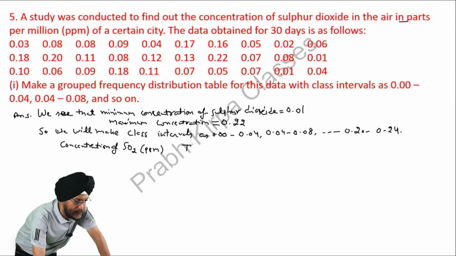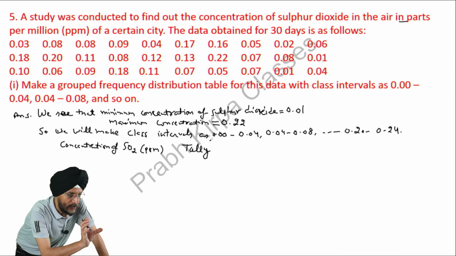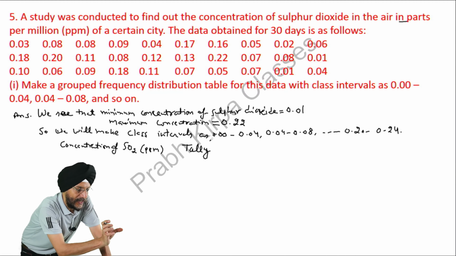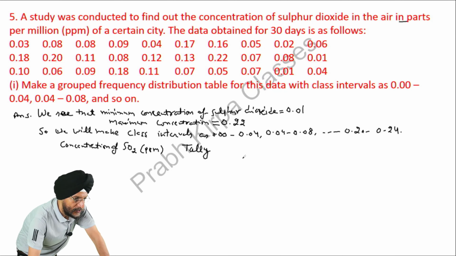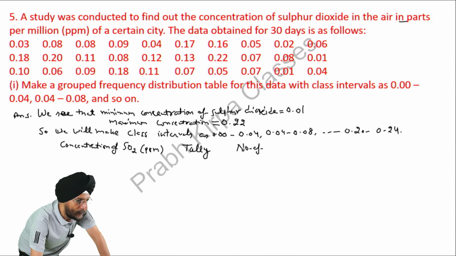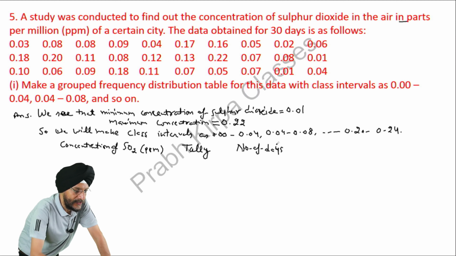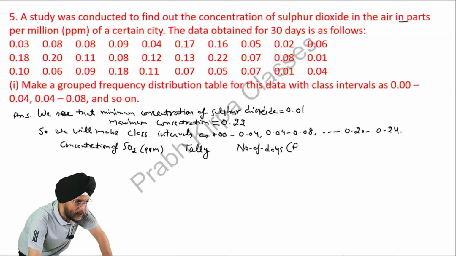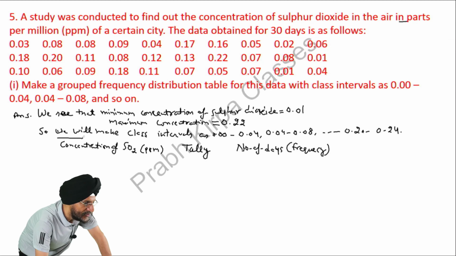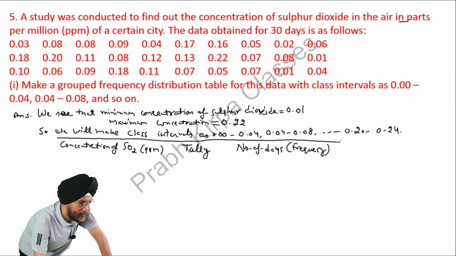So for that purpose we will write tally, and we will have to consolidate all the items which fall in the particular range. So here we will write frequency, or number of days for which the concentration of sulfur dioxide was falling in the particular range. So this is the table which we have started forming. It will have 3 columns.